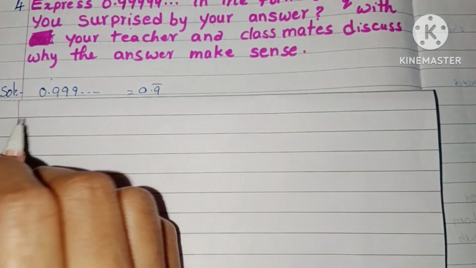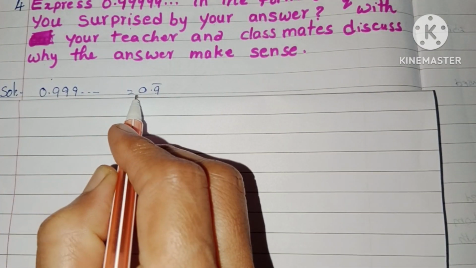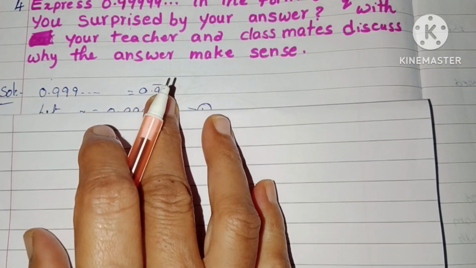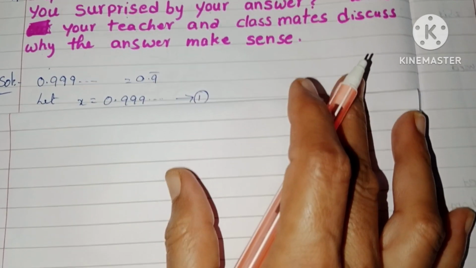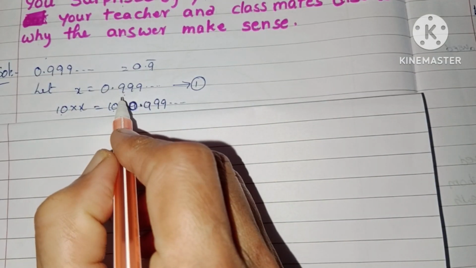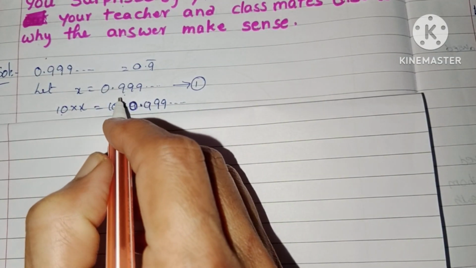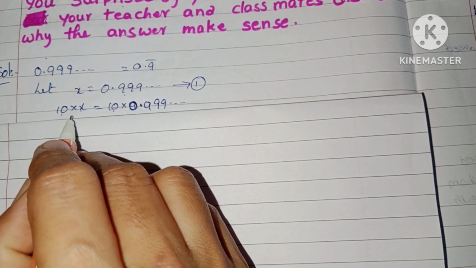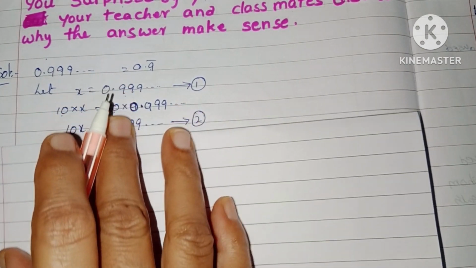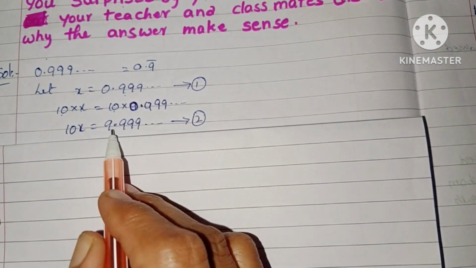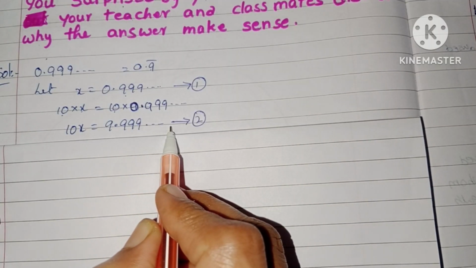For the solution, 0.999 and so on is equal to 0.9 bar. Let x equal 0.999 and so on, equation 1. Only one digit is repeating, which means the periodicity is 1. So multiply equation 1 by 10 on both sides. 10 times x is 10x and 10 times 0.999 is 9.999 and so on. Let it be equation 2.